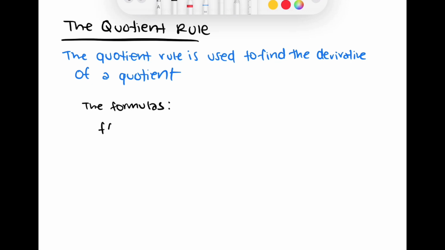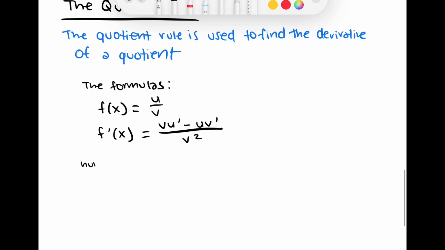The first one is f of x equals u over v. And the second one is f prime of x equals v times the derivative of u minus u times the derivative of v, over v squared. And so basically for this, the numerator of any equation we have for the quotient rule is going to be our u, and the denominator is going to be our v. And then based on our numerator and denominator, our u and our v, we'll just plug that into the formula like we did with the product rule.